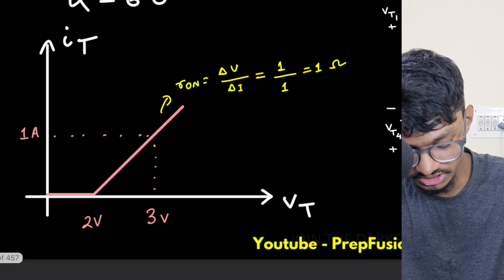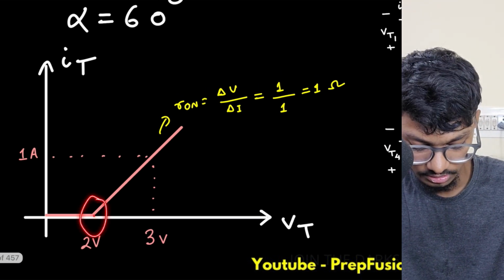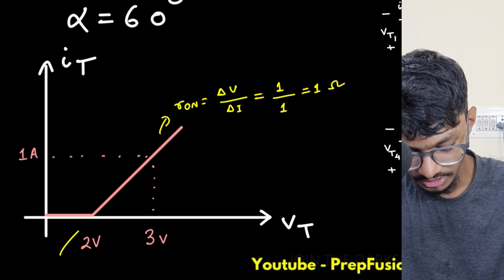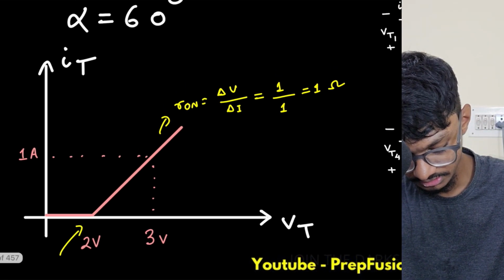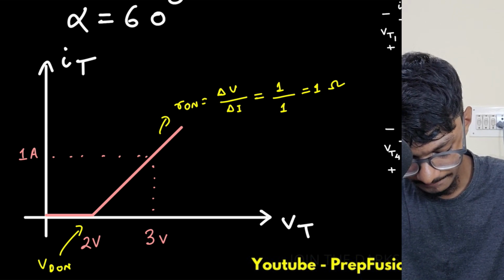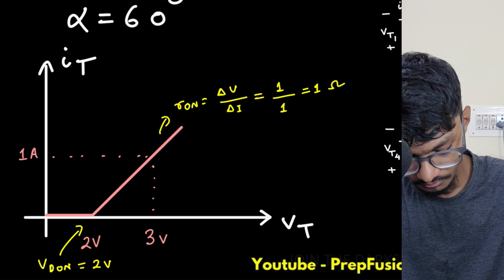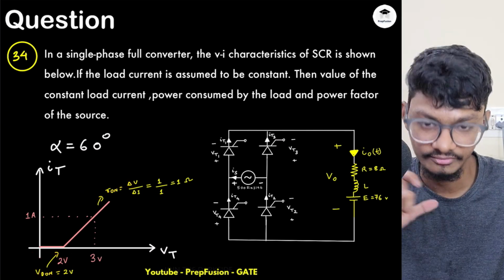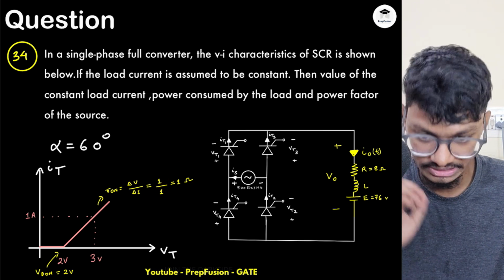What is VD on? This is the point from where the slope is non-zero. This point is known as the VD on. So in this case, our VD on is 2 volts. Here our VD on is 2 volts, and our R on, delta V upon delta I, is 1 ohm. So this is the case.